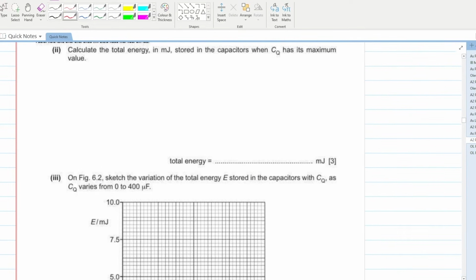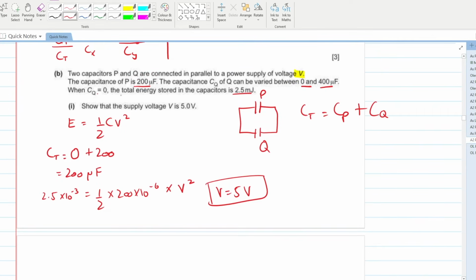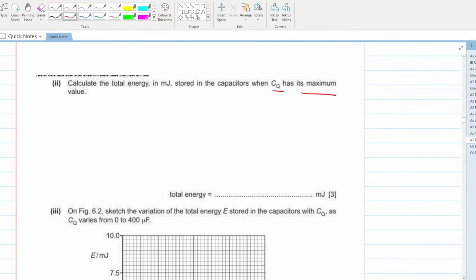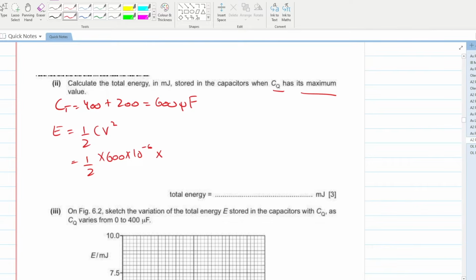Calculate the total energy in millijoules stored when the capacitor CQ has its maximum value. Capacitor C की maximum value क्या है? 400 microfarads. If CQ has 400 microfarads, total capacitance क्या हो जाएगी? 400 plus 200, that is 600 microfarads. What will the energy be equal to now? 1 upon 2 CV square. C किसके equal है भाई? 600 microfarads. 600 into 10 raised to the power of -6. Voltage की value क्या है? 5 का square. Let's calculate the answer.